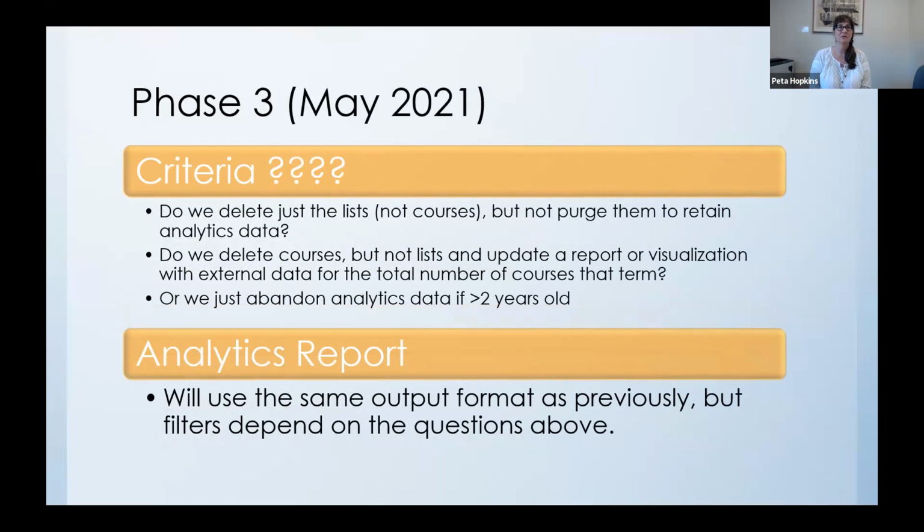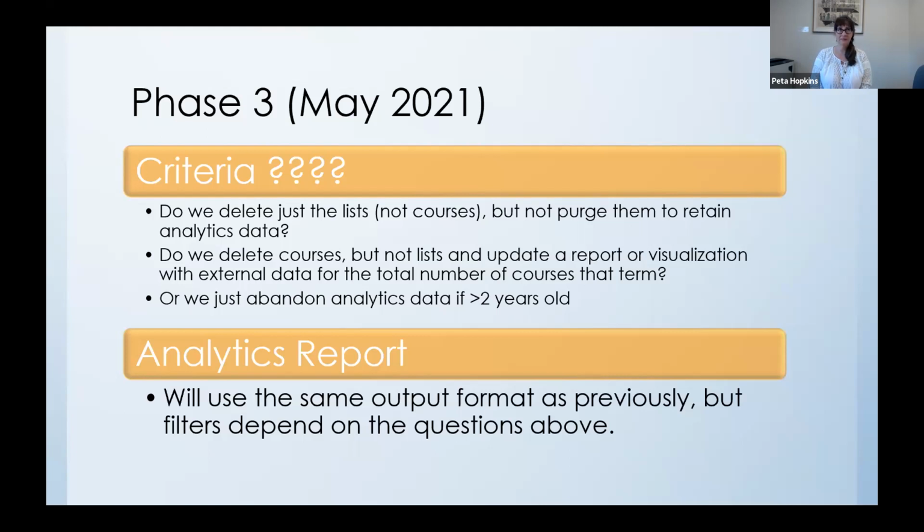We're not sure whether we will delete courses but not lists and update a report or visualization with external data for the total number of courses for that term, or whether we just abandon analytics data if it's more than 2 years old. So we have some decisions to make there. One of our KPIs, though, looks at the proportion of courses that the university is offering and how many of those have lists. So somewhere along the line, we do have to keep track of how many courses we've got, whether it's via Alma or whether it's from some external system. So we have a few questions ahead of us.